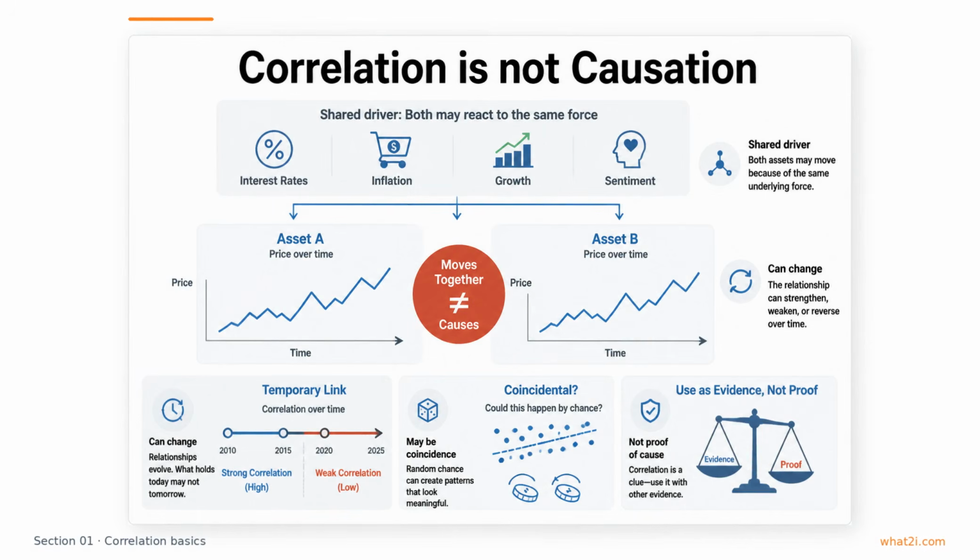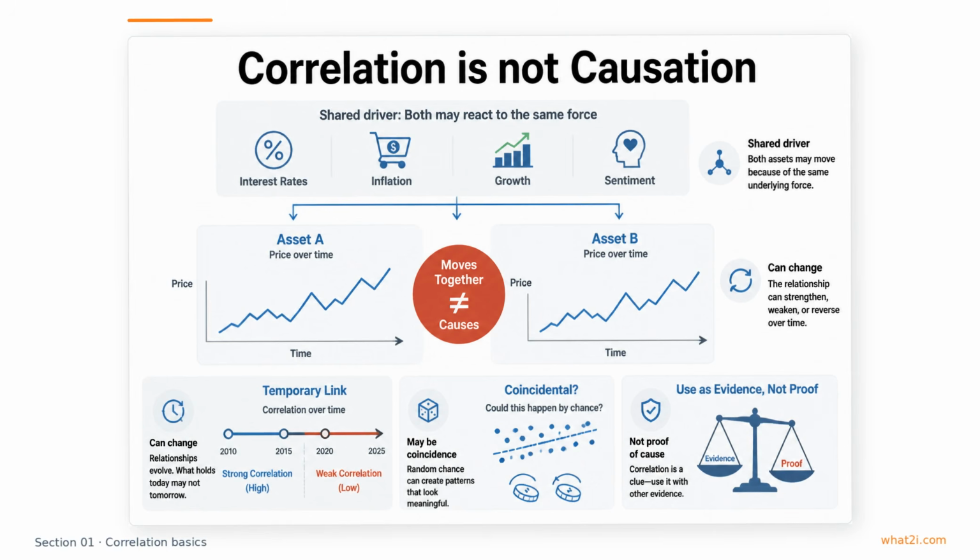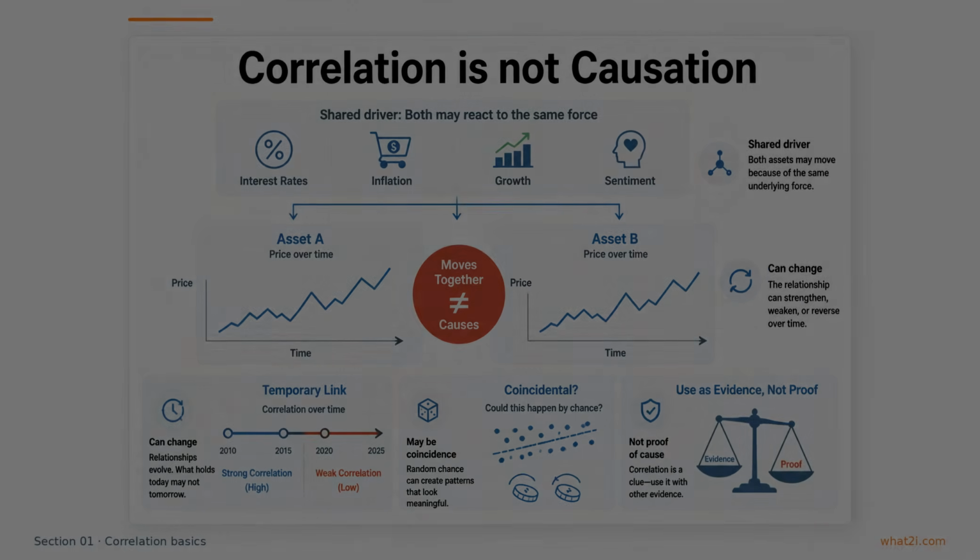It is important not to confuse correlation with causation. If two assets have moved together historically, that does not prove that one caused the other to move. They may both be responding to a shared driver such as interest rates, inflation, growth expectations, or broad investor sentiment. Some relationships are temporary and fade when the environment changes. Others may simply be coincidental over a limited sample. That is why correlation is best used as evidence of a pattern, not proof of a mechanism.